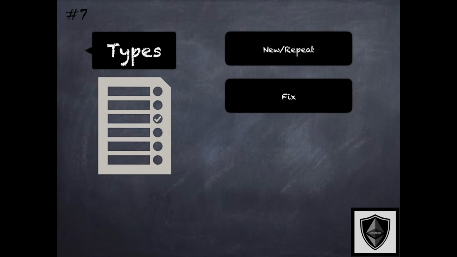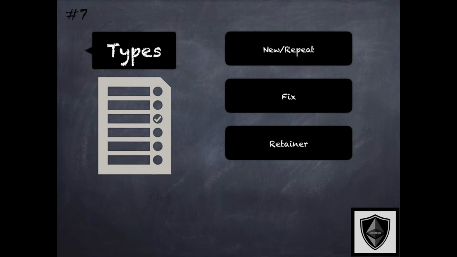Then there is a fix audit for reviewing the fixes made to the findings from a current or prior audit. Then we can think of a retainer audit where the auditor is constantly reviewing project updates or providing guidance in a continuous manner instead of discrete engagements.